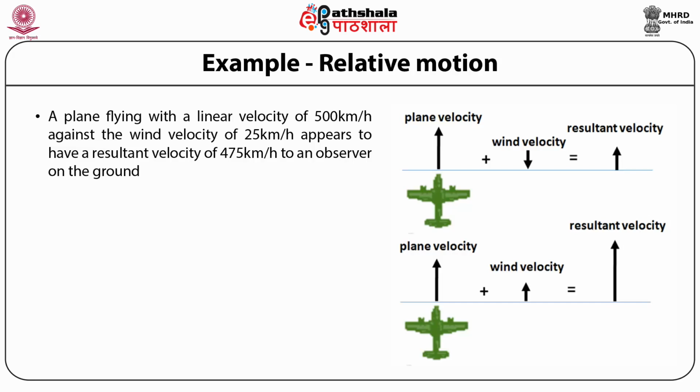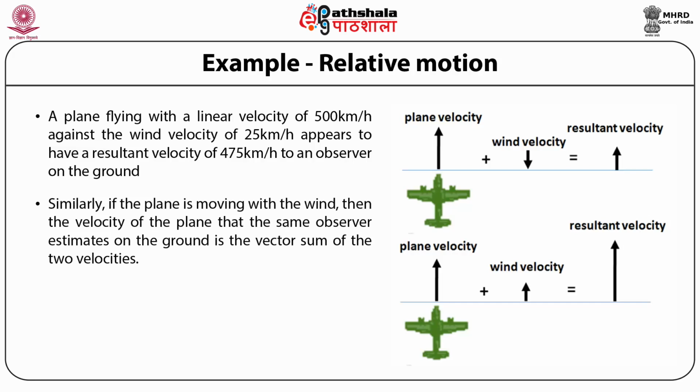Similarly, if the plane is moving with the wind in the same direction as the wind, then the velocity of the plane that the same observer estimates on the ground is now going to be the vector sum of the two velocities, the velocity of the plane and the velocity of the wind.